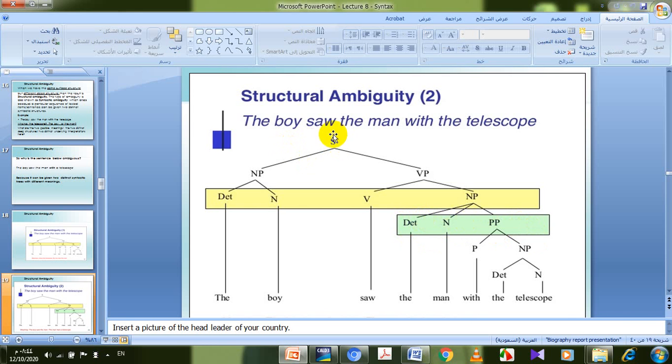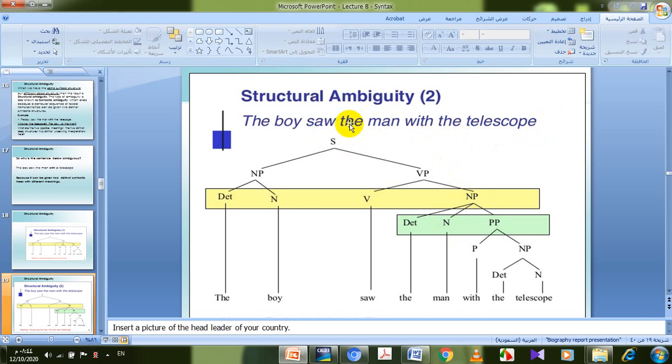Let's have a look. Okay, sentence. We have noun phrase, the boy, and after the verb we have the rest of the sentence, verb phrase, which has the verb, and the man with the telescope. The man with the telescope is a noun phrase, the whole part.